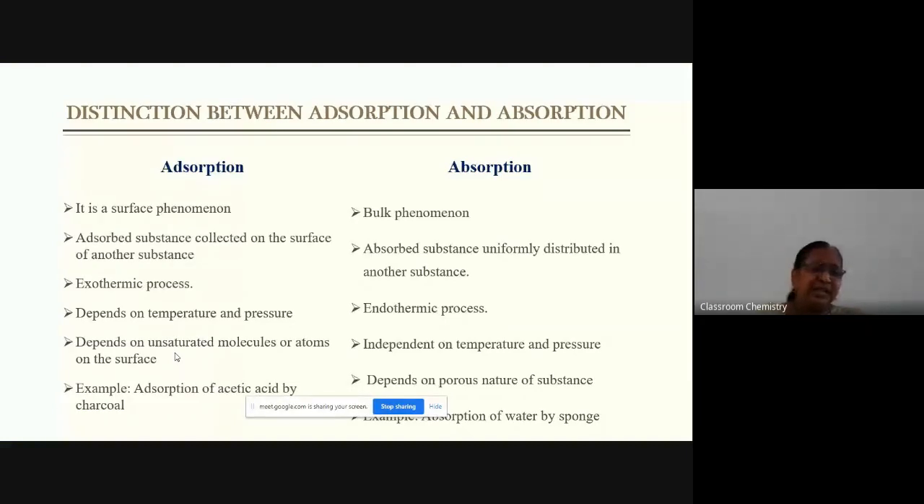We have seen different examples of adsorption. That is, adsorption of methylene blue by charcoal, adsorption of acetic acid by charcoal, adsorption of hydrogen by platinum. These are the examples of adsorption. You know the different examples of absorption. That is the absorption of water by sponge.